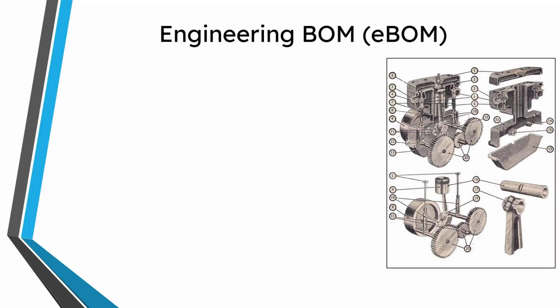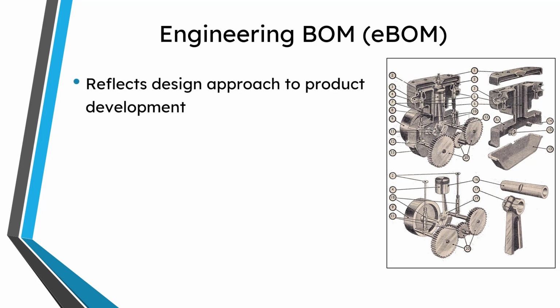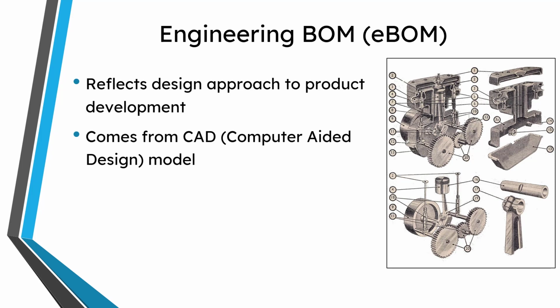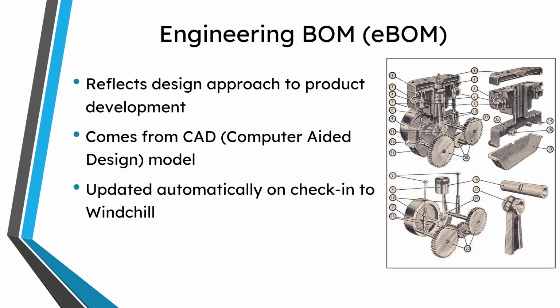So let's talk more about this thing called the Engineering Bill of Materials, or eBOM. First off, it reflects how your designers approach product development, how they say, okay, what are the different components that we're going to need, the parts and assemblies, how are we going to put them together? And this is going to come from the CAD model. Your CAD assembly is going to generate the eBOM, and it'll be automatically updated when you check in your assemblies to Windchill. And this is going to be the upstream source for all the different downstream deliverables.